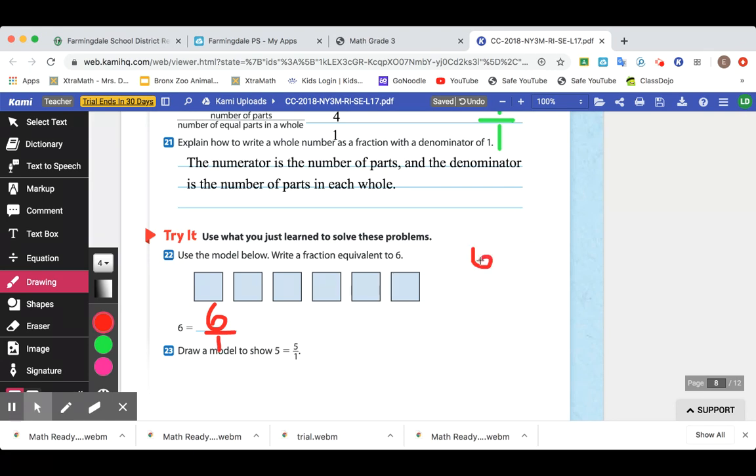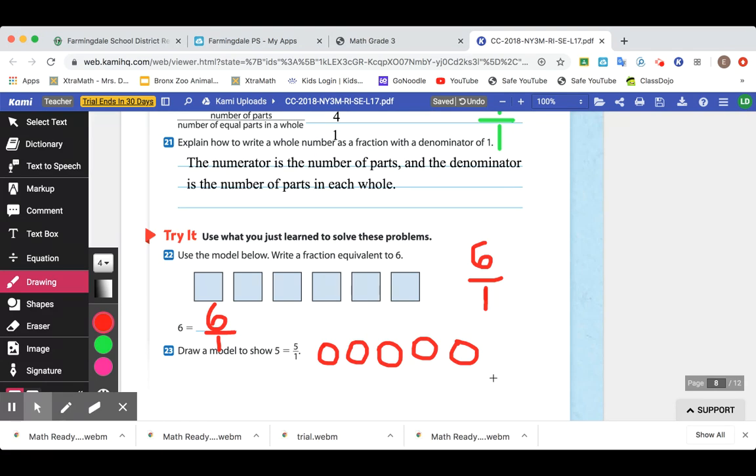I'm going to write it over here so you have a little more room to see it. I can't seem to write 6 very nicely with this tool. That's a little better. Okay, it says draw a model to show 5 equals 5 over 1. So we're going to draw 5, whatever you want to draw, and each of them has to be in one piece. Don't cut anything up. Try to make your wholes the same size too. I'm going to make little strawberries. 1, 2, 3, 4, 5. So see how I have 1, 2, 3, 4, 5 of them that I counted, and they're each in one piece. They haven't been cut.